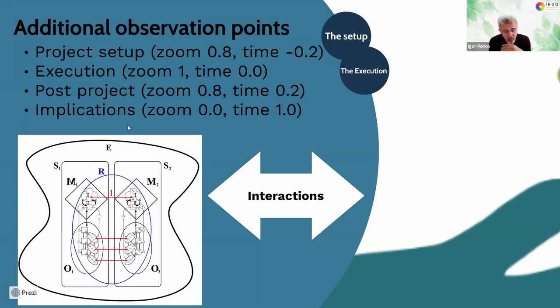How can we get an objective perspective? Well, we need multiple observations by multiple observers. And then we can get an objective observation. Okay.